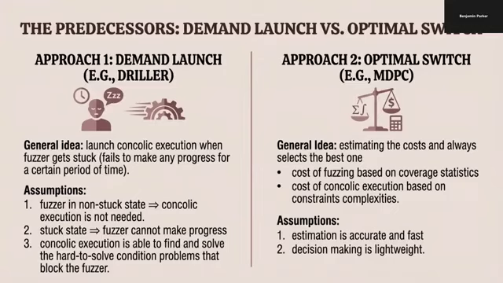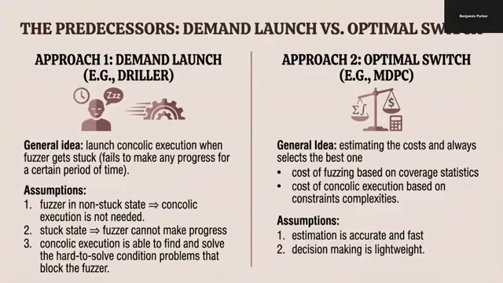First, it assumes that a fuzzer that is in a non-stuck state does not need concurrent execution, so essentially the fuzzer is always able to make progress. Second, it means that if a fuzzer does get stuck after this 100 seconds, it assumes that it's unable to make any progress and only the help of the concurrent execution is able to help make progress. And it also assumes that the concurrent execution is able to find and solve the conditions that block the fuzzer.